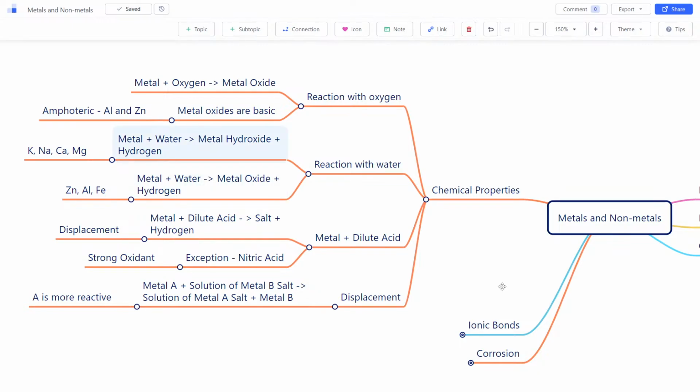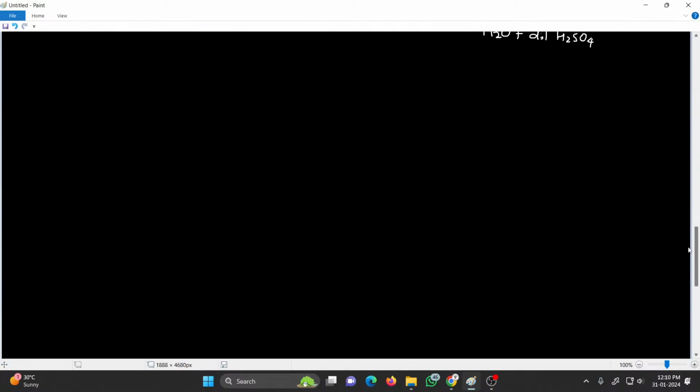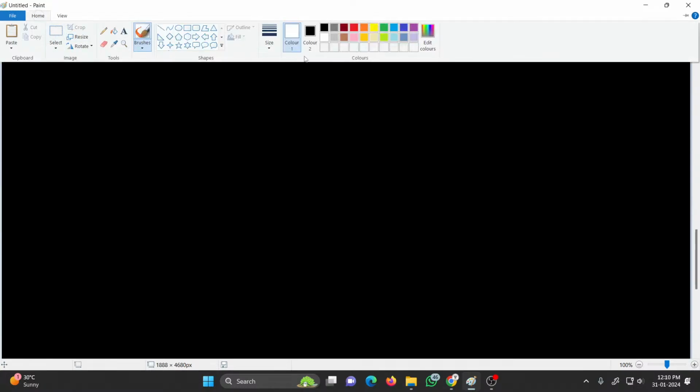Some metals like potassium, sodium, calcium and magnesium react with water to form metal hydroxide along with the evolution of hydrogen gas. But certain metals like zinc, aluminium and iron react with water to form metal oxides and hydrogen gas. So the alkali metals we have talked about ultimately form that alkali.